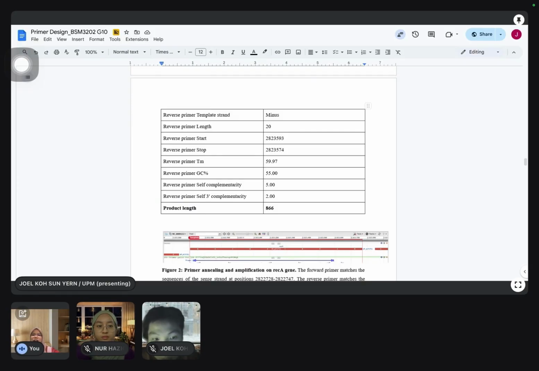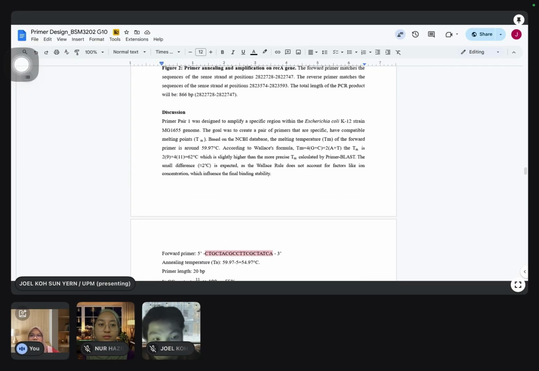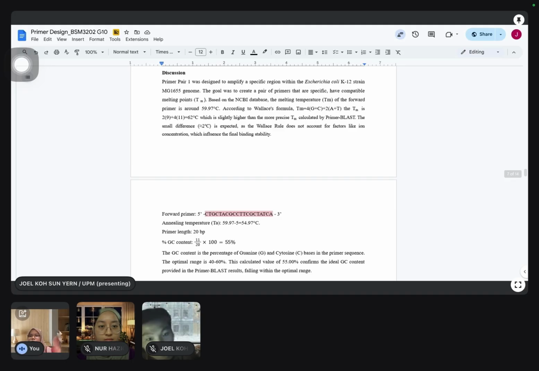We can see in figure 2. Can you move downwards a bit? Okay, you can see in figure 2, the primer itself is very, very long compared to figure 1 in Joel's explanation. This is because of the product length of 866. I know this is not an ideal primer, but we're just going to show what an ideal and a non-ideal primer is. Okay, so for discussion, this is also the same as what Joel had mentioned before.